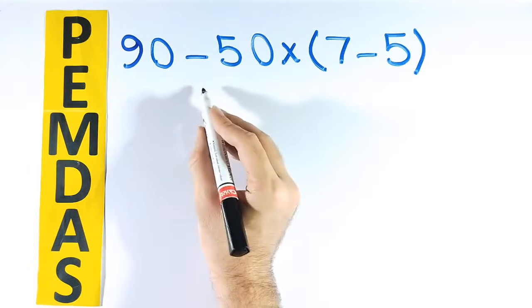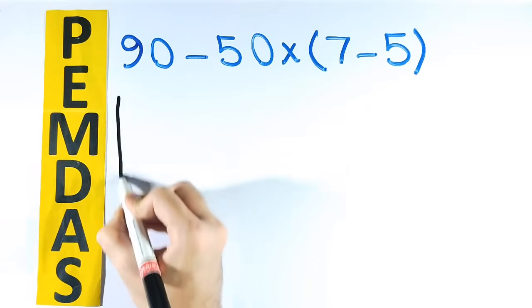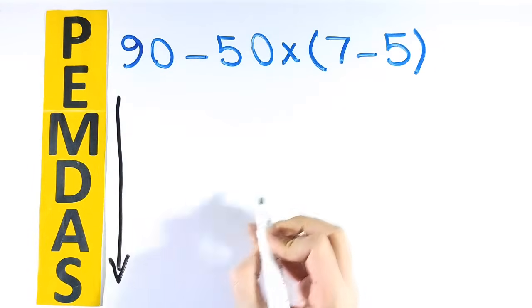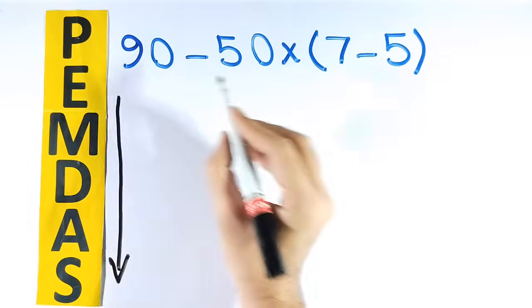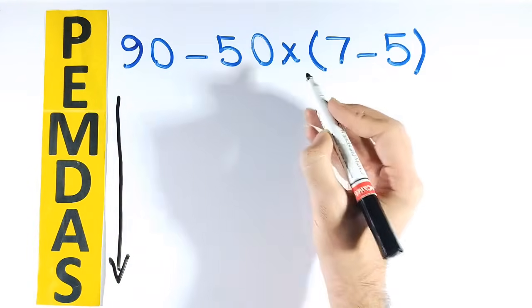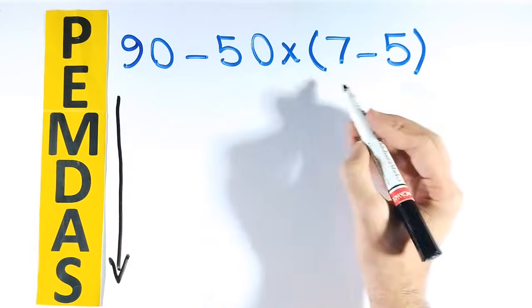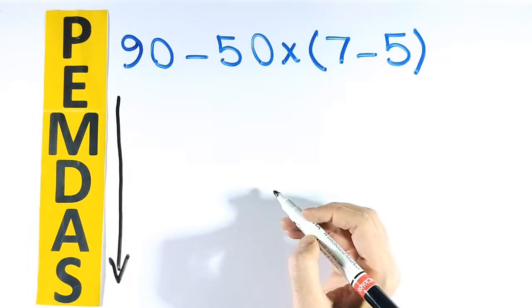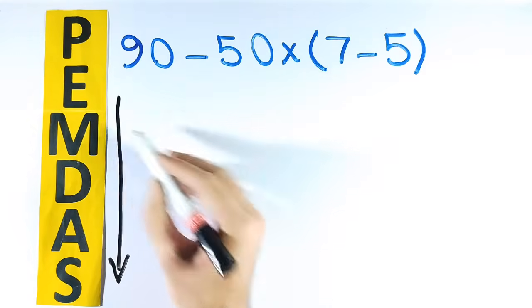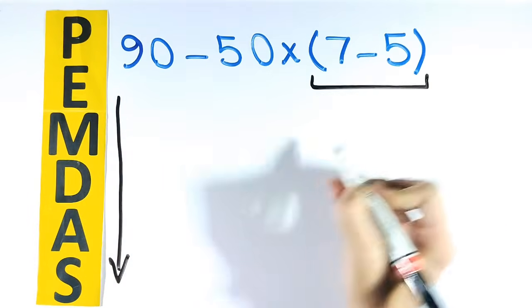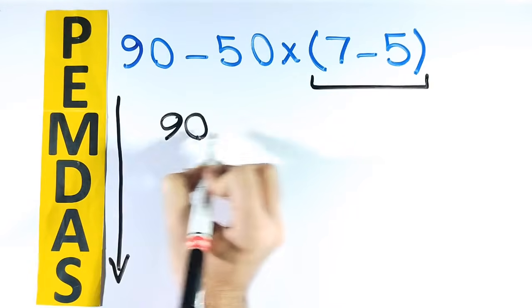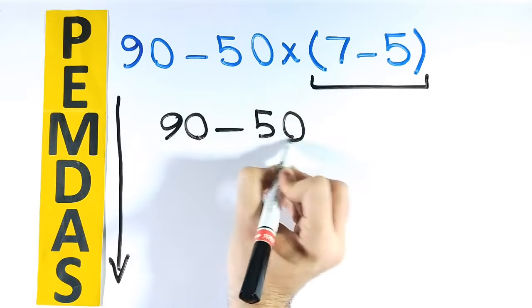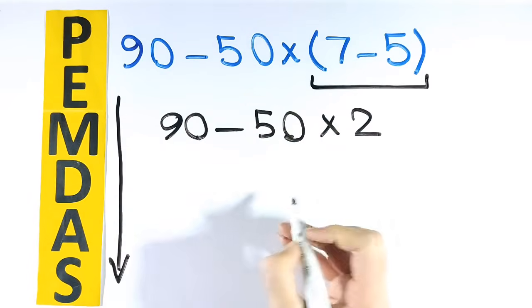To solve this question, we must follow the order of operations step by step from top to bottom. As you can see on the screen, in this expression, first we have a subtraction sign, then a multiplication sign, and finally parentheses. According to the PEMDAS rule, first we go for the expression inside the parentheses, and instead of this expression, we can write 90 minus 50 multiplied by 2.